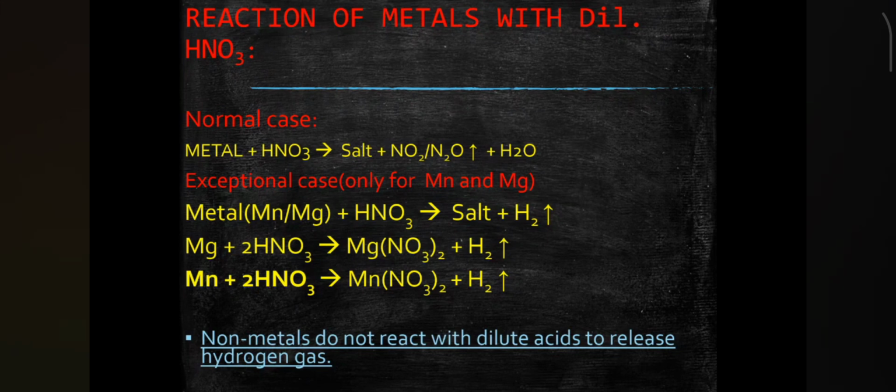As you can see in the reaction, when magnesium reacts with dilute nitric acid, it gives magnesium nitrate, Mg(NO3)2, with hydrogen gas. Similarly, when manganese reacts with nitric acid, it gives manganese nitrate and hydrogen gas. Nonmetals do not react with dilute acids to release hydrogen gas.